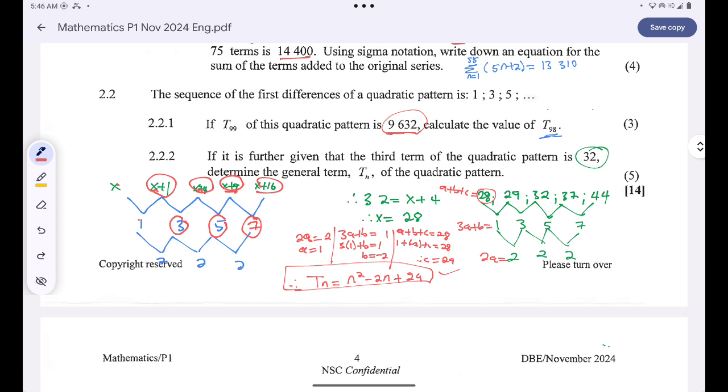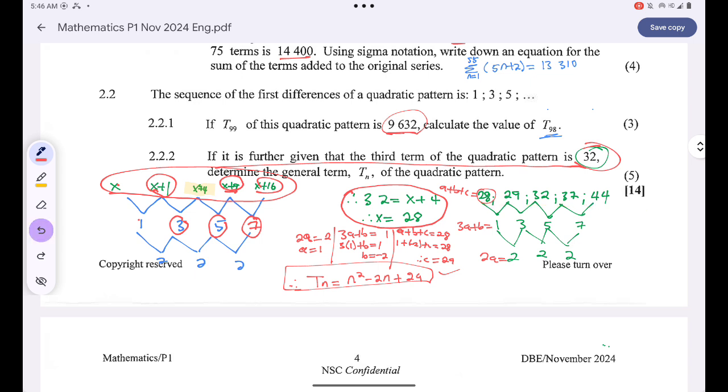Are you together? But we were told that the third term of the sequence is 32. So x plus 4 is basically equal to 32. That's why we used it to find the value of x. X plus 4 is equal to 32. That means x is equal to 28. So if I know the value of x, I can simply find the numerical values of these terms. That's what I did over there.